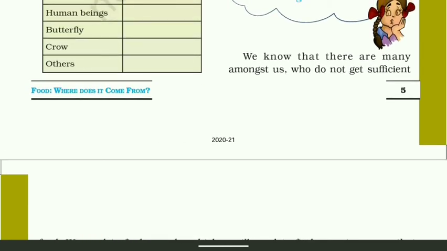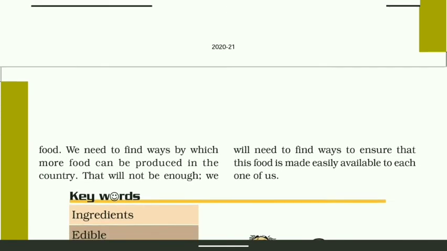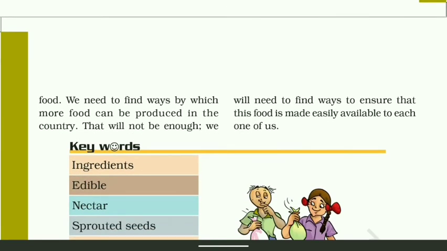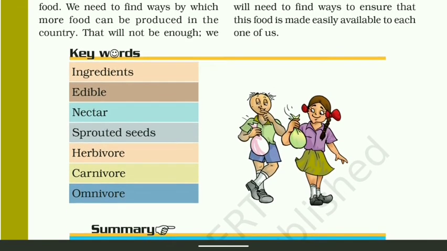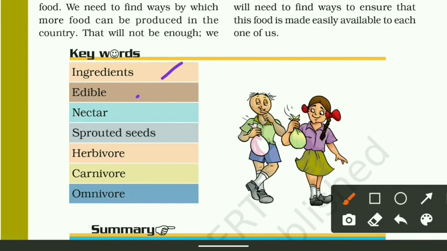We know that there are many amongst us who do not get sufficient food. We need to find ways by which more food can be produced in the country. That will not be enough. We will need to find ways to ensure that this food is made easily available to each one of us. So, these are some words we discuss in this chapter: ingredients, edible, nectar, sprouted seeds, herbivore, carnivore, omnivore.